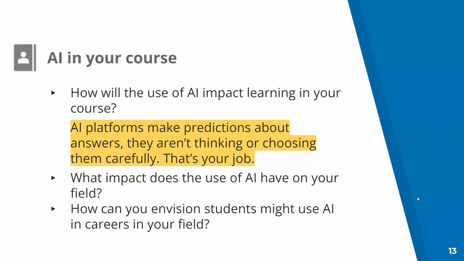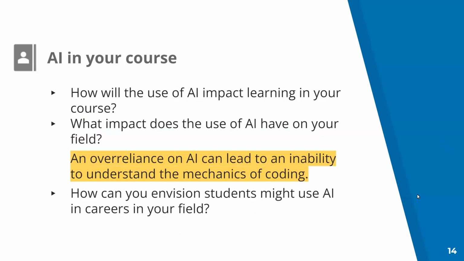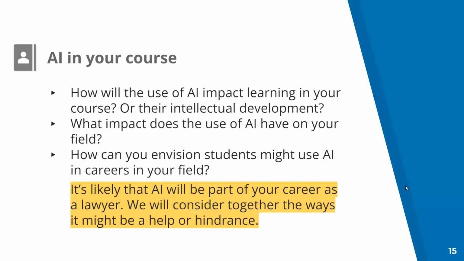And the next question, one food for thought. So here I've come up with the example of coding. If you rely on AI for coding too much, you're going to miss out on the mechanics of the coding that must be the basis for further work. And then the last question, what might AI look like in their future career? This one is written from the perspective of someone who teaches law, and coming at it with the idea that this is something that's probably going to be part of your job, and we need to talk about it and think about it right now before it's a thing all the time.